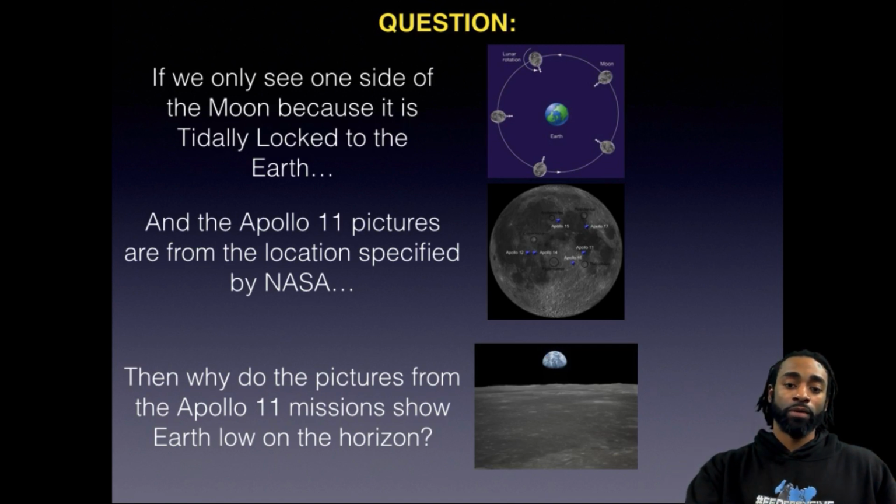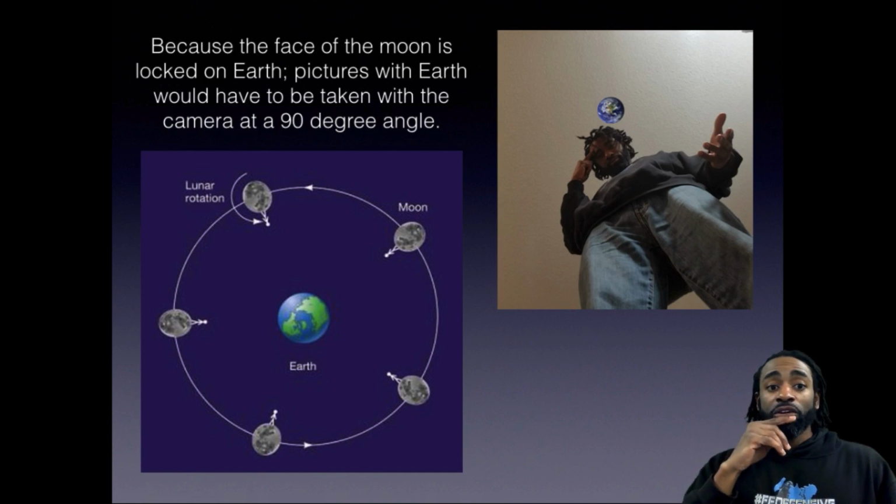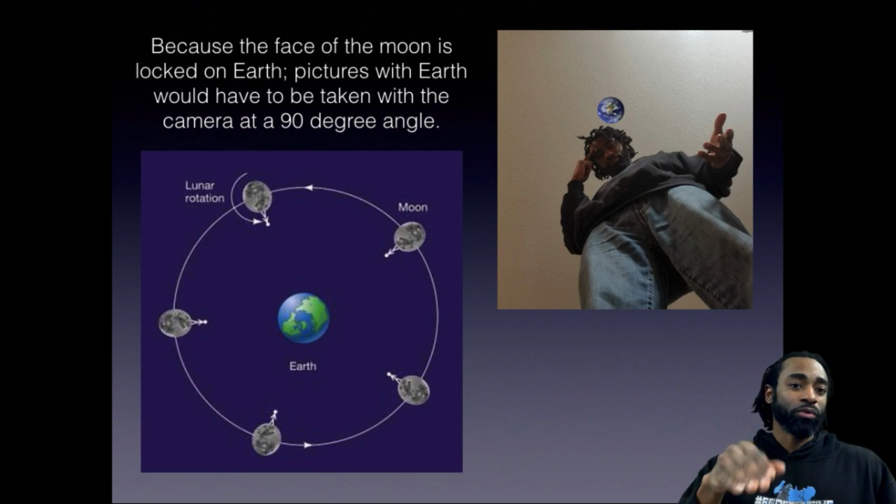Now here's what I mean. In this little picture here, it's showing that the head of the man on the moon is facing towards the Earth the whole time, right? Okay. Because the face of the moon is locked on Earth, pictures with Earth would have to be taken with the camera at a 90-degree angle, meaning the camera needs to be facing straight up in order to take a picture of the Earth.